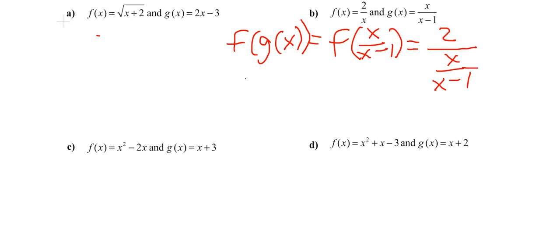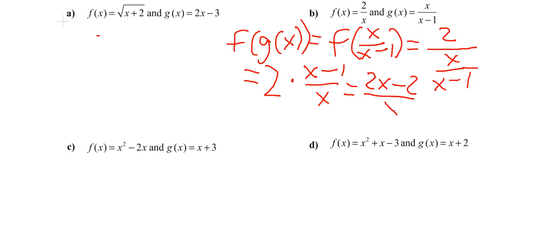After that, you have to make it into a multiplication. So you have the 2, and then you multiply it by x over x minus 1, but you flip it. And you factor in the 2, so it becomes 2x minus 2 over x. See how I factored the 2 into there and into the negative 1? And then that is the answer.